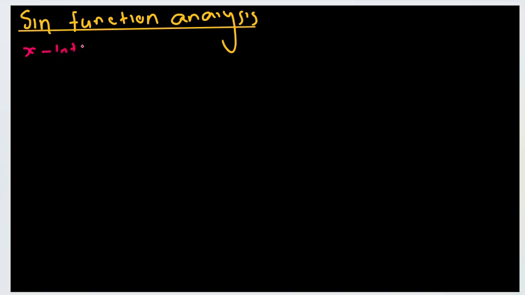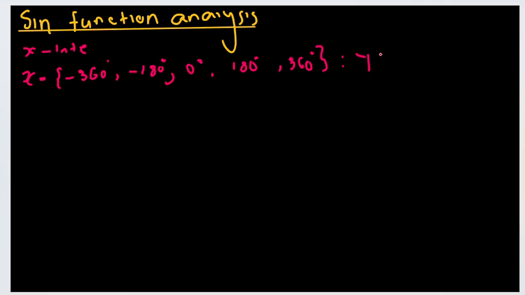the x-intercepts here are as follows. We will say that the x-intercept for x element, let me just say for x element, which is negative 360 degrees, which is negative 180 degrees, which is 0 degrees, which is 180 degrees, and which is 360 degrees. Go back here. Then y is equal to 0.